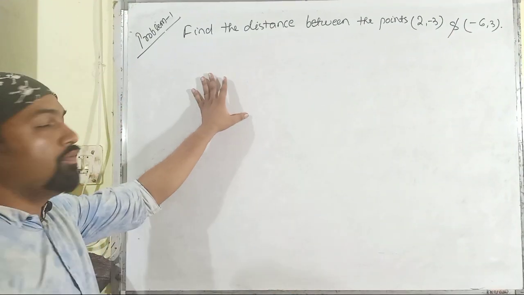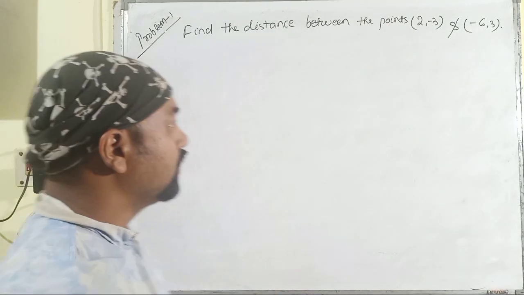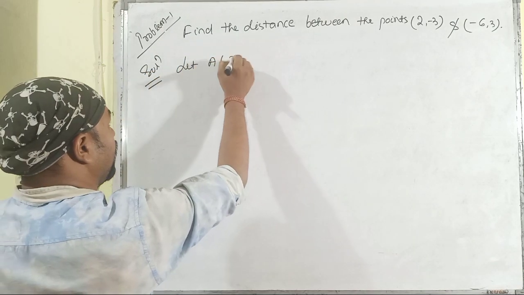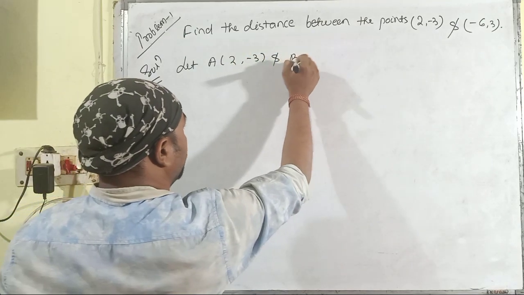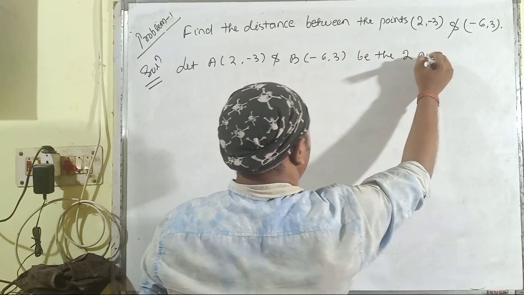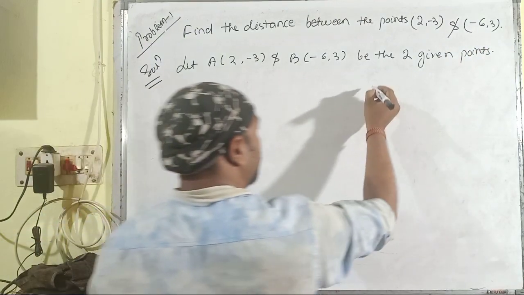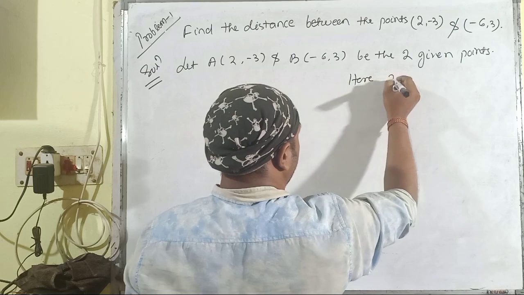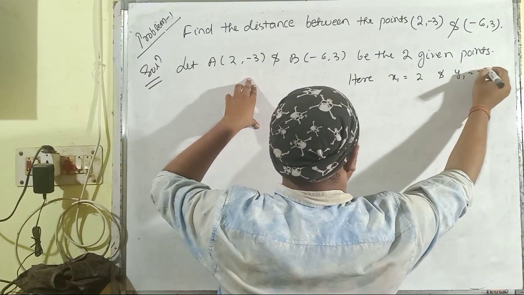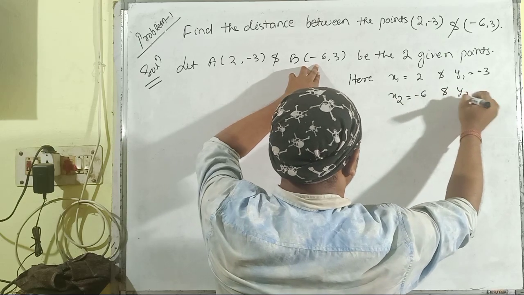So here it is the first problem based upon the distance formula, and it has been asked to find the distance between the two given points. So let us start from the given conditions here. Let A(2, -3) and B(-6, 3) be the two given points. Here x1 is equal to 2 and y1 is equal to minus 3. Similarly, x2 is equal to minus 6 and y2 is equal to 3.